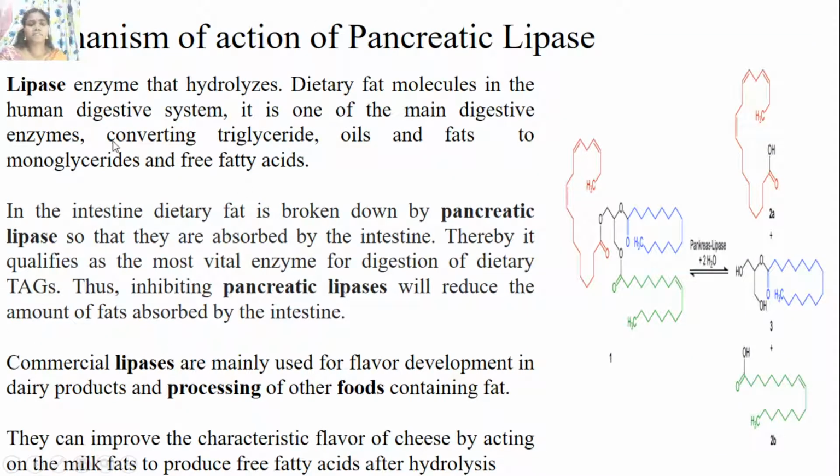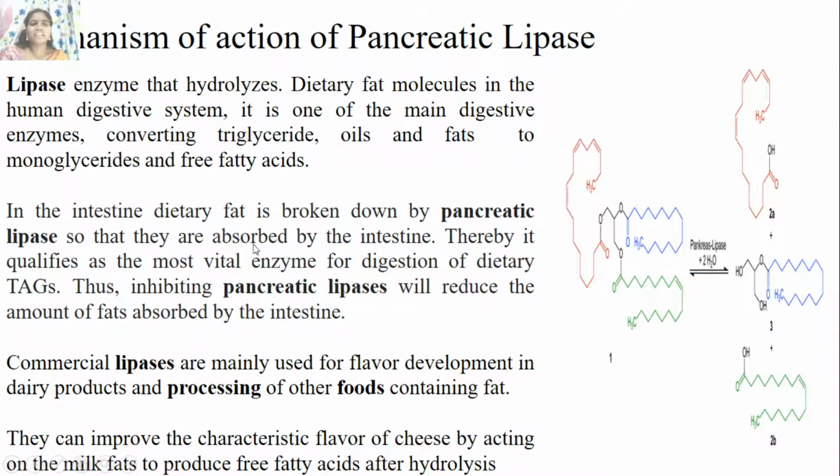Next, lipase. It is used in digestive disorders. It hydrolyzes the dietary fat molecules in the human digestive system. It is one of the main digestive enzymes, converting triglycerides, oils and fats into monoglycerides and free fatty acids. You know this because in the last semester I studied about oils and fats.